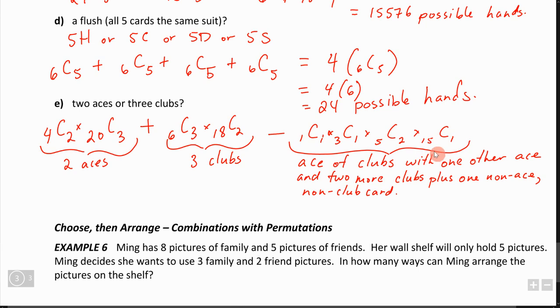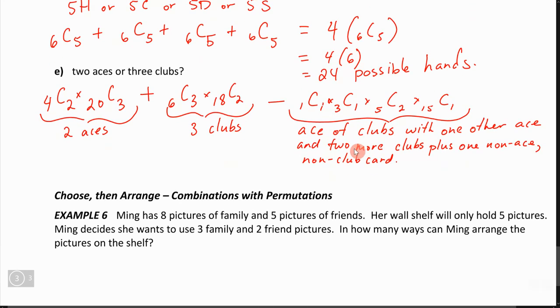Okay, so that's my entire formula, the rule of sum, and that will give me an answer of 60 times 6 times 1540, plus 20 times 153, minus 450, which equals 11,850 possible hands.